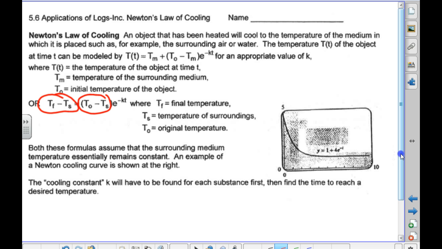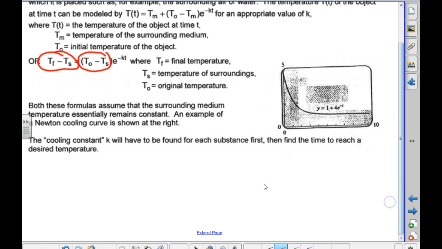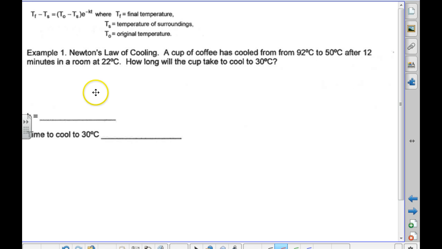All right, the first thing we have to do is check the temperature at some point to determine the cooling constant for an item. For example, on your packet, there's something about finding a dead body, like you would be a CSI, okay? And they give you the cooling constant, okay? But for our questions on this notes worksheet, you have to determine the cooling constant first and then plug it back in.